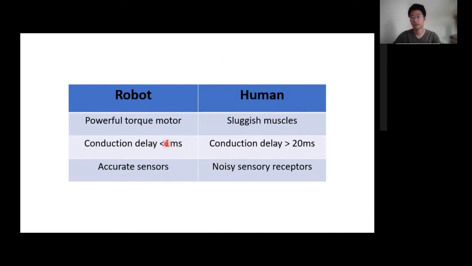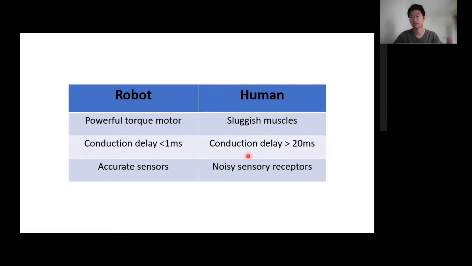In robots, the transmission of control signals is through electrical wires, which have practically zero delay, so we can almost neglect this delay. But if we look at the human nervous system, the conduction of signals is through neurons in our body, and neural transfer is far slower than electrical wire.